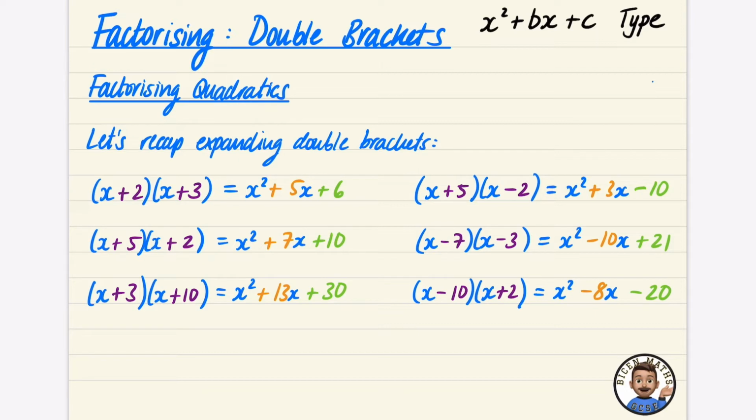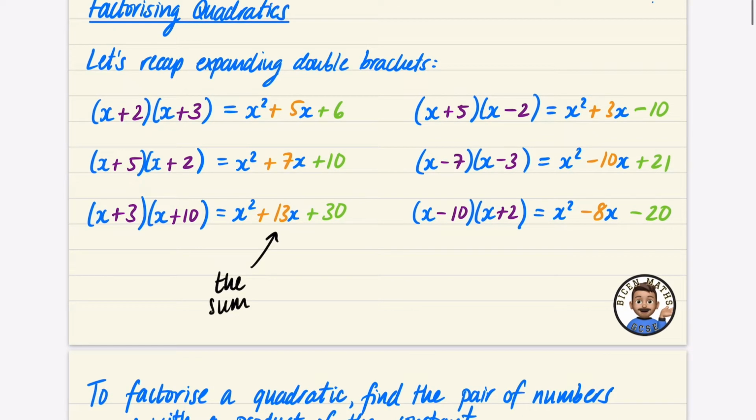You might have noticed this pattern before when you were expanding double brackets, but the way that they relate is that the middle number, the orange number, is the sum of the purple numbers. And that works for all of them, right? 2 and 3 adds to 5. Sum just means add up. 5 and 2 adds to 7. 3 and 10 adds to 13. 5 and minus 2 adds to positive 3. Minus 7 take away 3 is minus 10. And minus 10 plus 2 is minus 8. So that middle number is the sum of the purples.